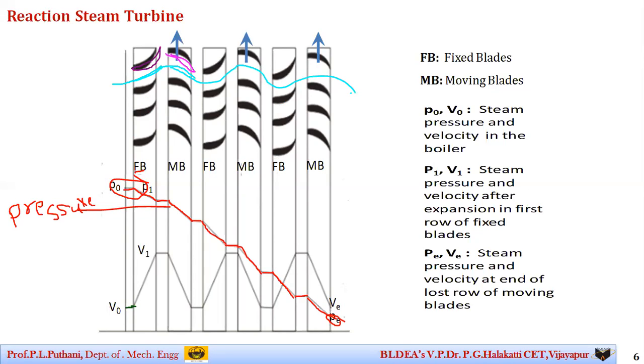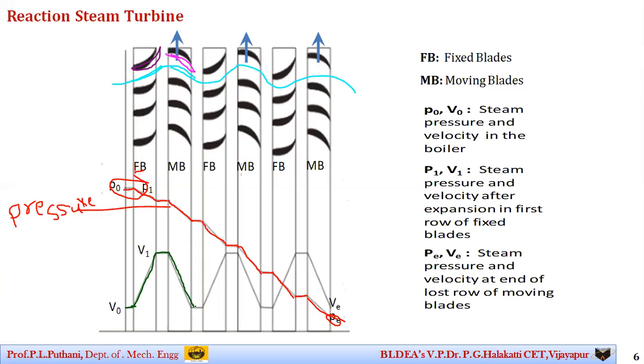So therefore, what I can say here is the velocity initially in the fixed blades goes on increasing. The velocity in the fixed blades goes on increasing as steam passes through the fixed blades. Then once the steam passes through the moving blades, the velocity goes on decreasing.